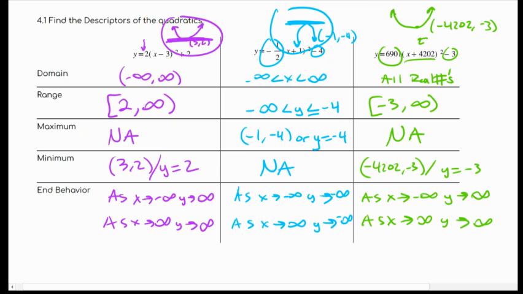So all you really need is where the vertex is and which direction the parabola is pointing, and you can find out all of this information just from that. You don't have to graph the whole thing.